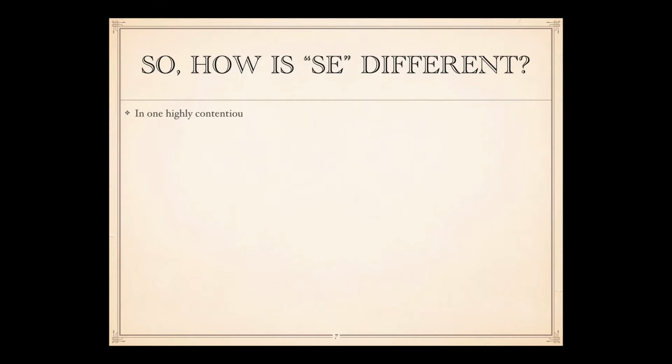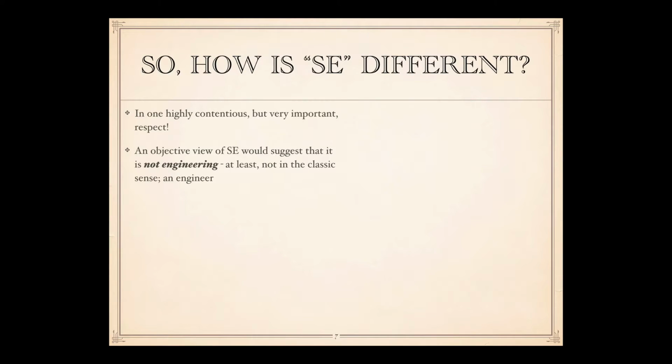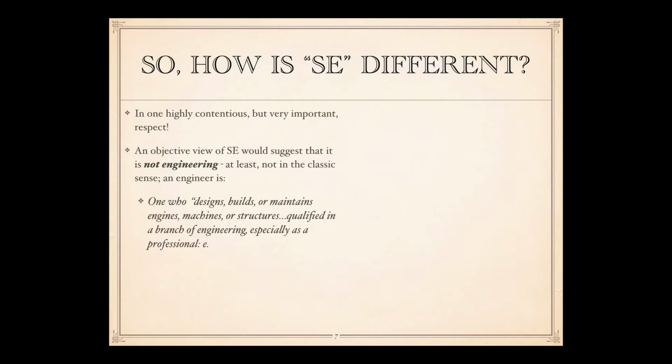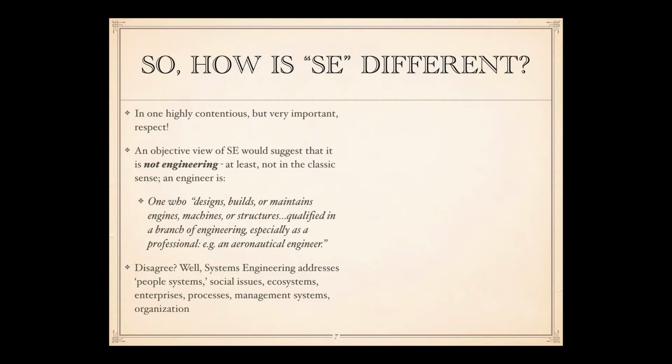In one highly contentious but very important respect, systems engineering is different. An objective view of systems engineering would suggest that it is not engineering, at least not in the classic sense. An engineer is, by definition, one who designs, builds or maintains engines, machines or structures, qualified in a branch of engineering, especially as a professional, e.g. an aeronautical engineer, or an electronic engineer, or a hydraulic engineer.